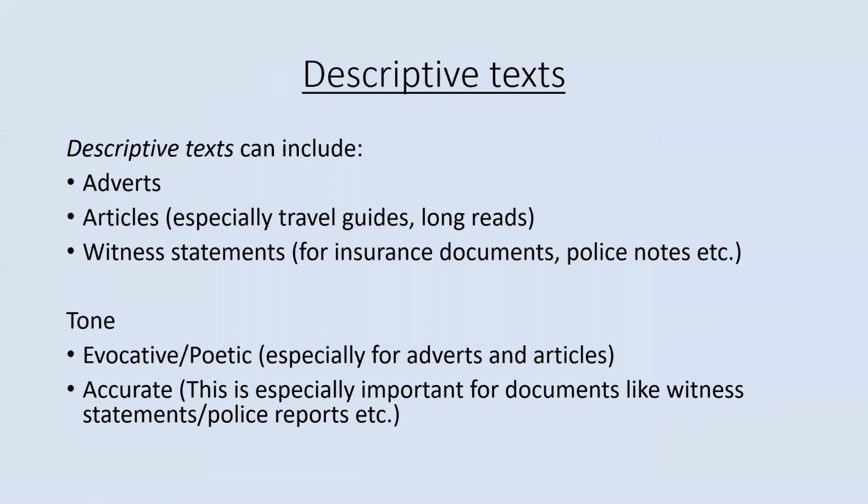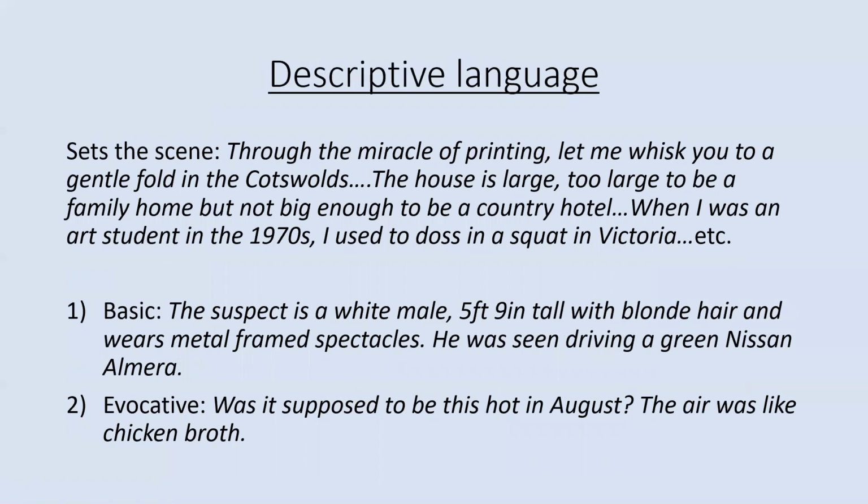Descriptive texts, examples of these can include adverts, articles, especially travel guides and long read pieces of writing, and things like witness statements for insurance documents or police notes. The tone of descriptive texts, for adverts and articles, they usually be quite evocative and poetic. They're trying to create a sense of mood and take the reader somewhere that may encourage them either to buy a product or continue reading. For things like the witness statements, though, accuracy is going to be very, very important, so that the information can be got across correctly and can be acted upon by the appropriate authorities.